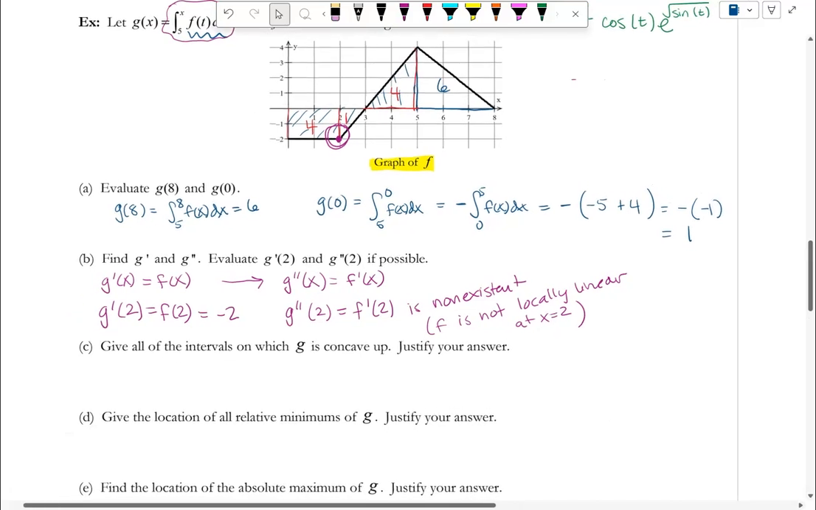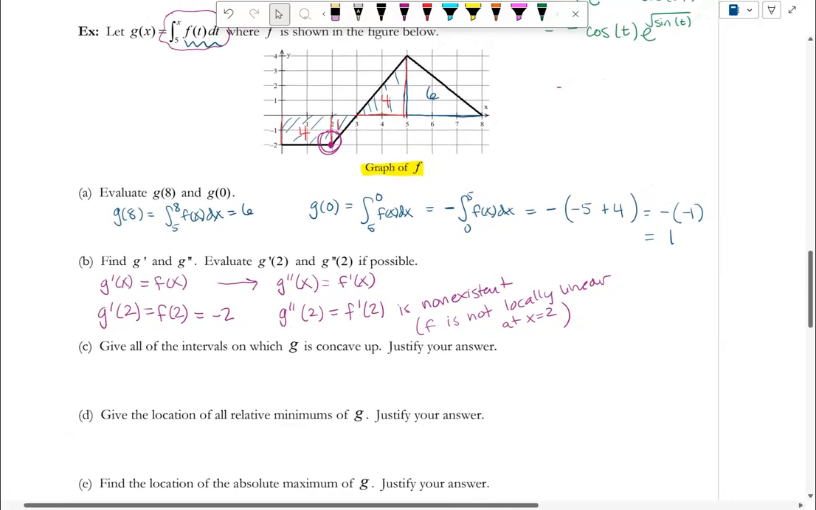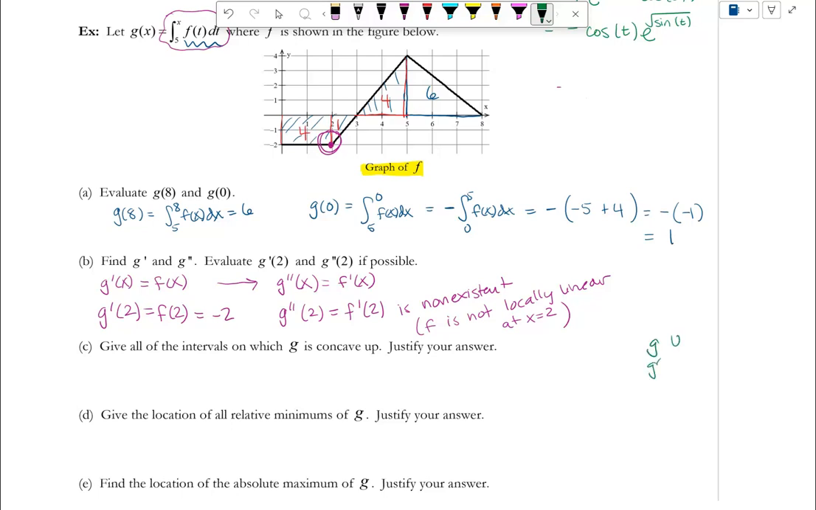All right, in part C, we're asked to give all of the intervals where g is concave up. So if I think about it, g is going to be concave up when its first derivative is increasing, and that also means its second derivative is positive. And g would be concave down when its first derivative is decreasing or its second derivative is negative. So since my first derivative of g is f, I probably want to use that fact because I can look at the graph of f and visually see where f is increasing.